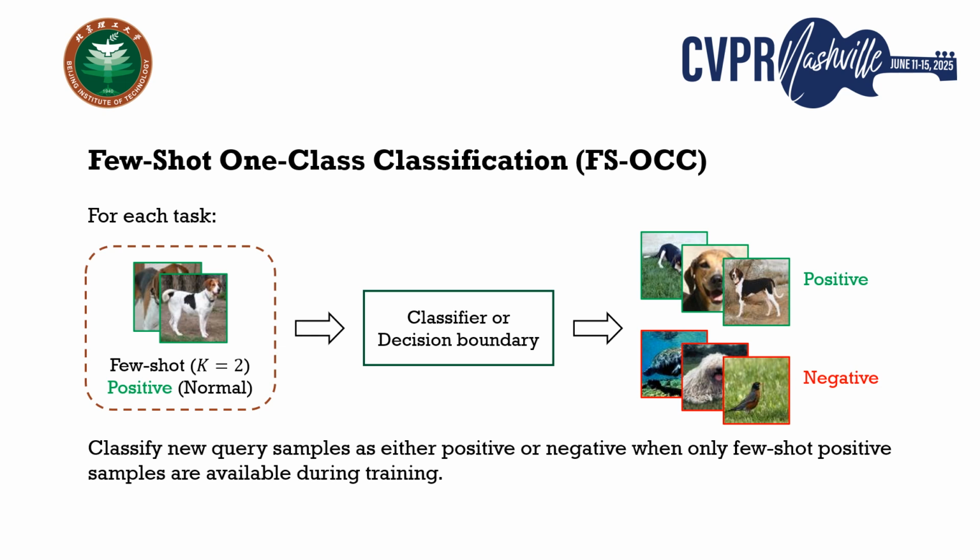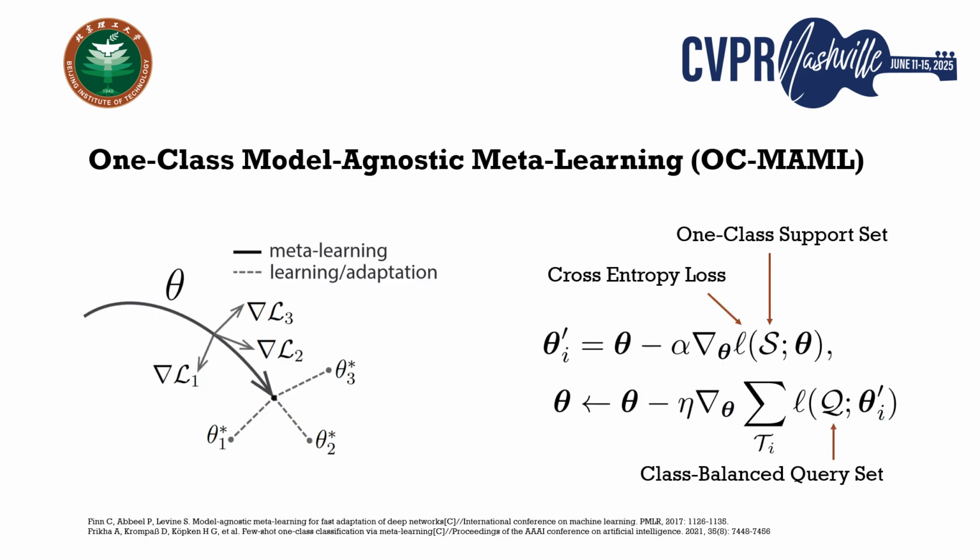In the example shown on the slide, a task includes a two-shot support set consisting of positive samples only. The classifier or decision boundary must be constructed from the two positive samples, and then distinguish positive from negative data in the query set. A typical solution is OCMAML, which adapts the MAML framework to FSOCC.